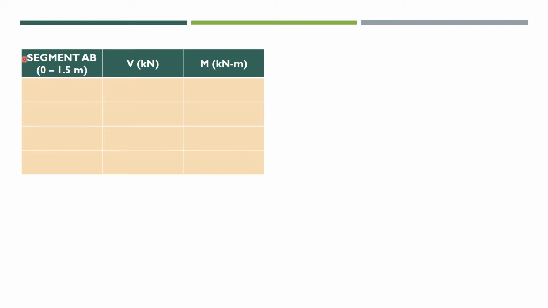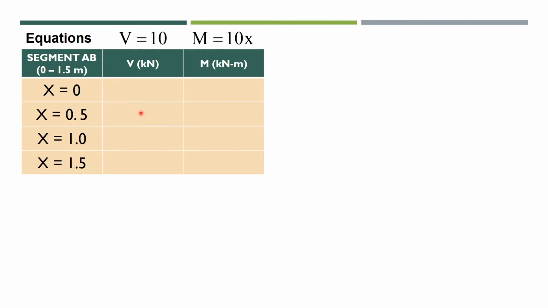So here is a table for segment AB. Again, ang limit ay 0 to 1.5 meters. So meron tayong column dito for the different values of x and the corresponding values of shear and moment using these equations. So ibig sabihin yan, if for example, x is 0, so using the shear equation, dahil wala tayong variable dito, para mag-substitute ng x, the shear value is 10.